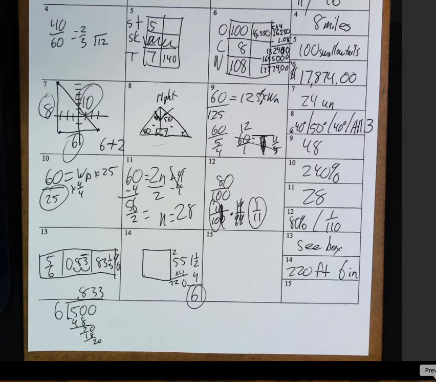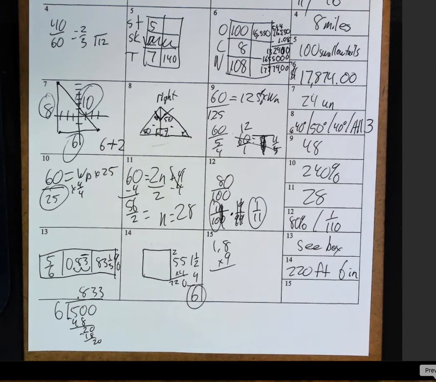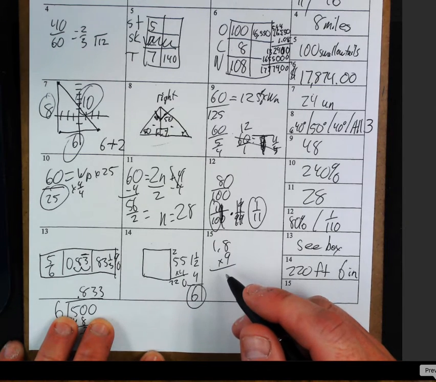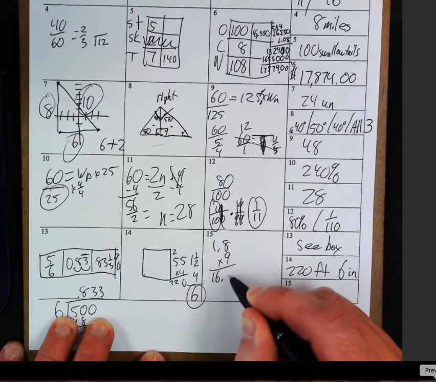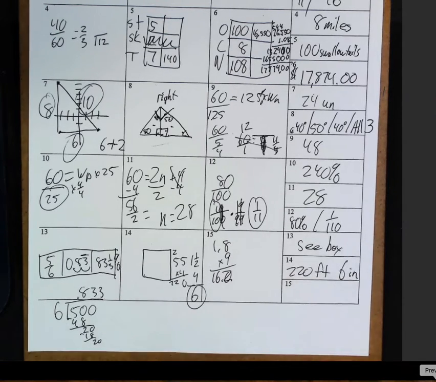It says multiply and write the product in scientific notation. Step 1. Nyla. 1.8 times 9. Take a hand when you're done. Say it again for me. 16.2. Yes, 16.2. Okay. Step 2.